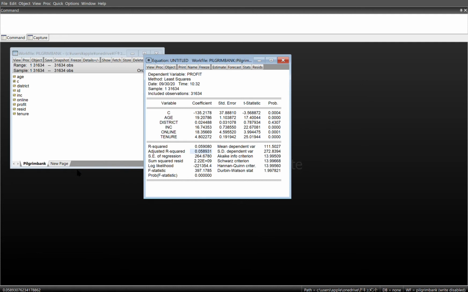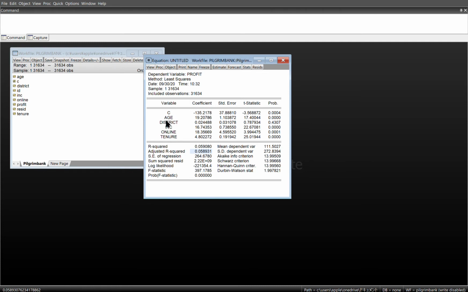So I've already downloaded the dataset onto eViews, and now we can start interpreting the equation. So the points we're going to cover are coefficient, p-value, r-squared, adjusted r-squared, Durbin-Watson stat, Akaike info criterion, and Schwarz criterion. So first, looking at coefficient, this is the value that shows you the relationship between independent variables and dependent variables.